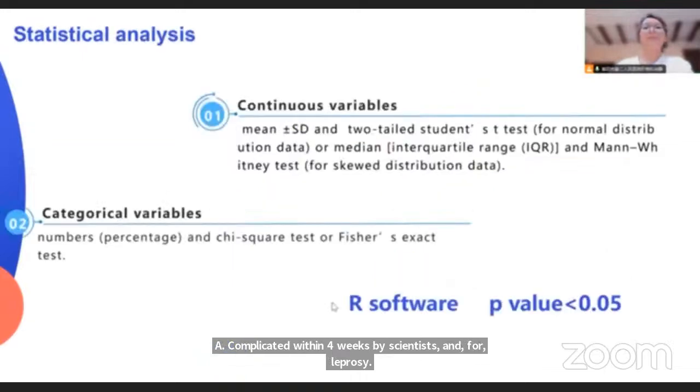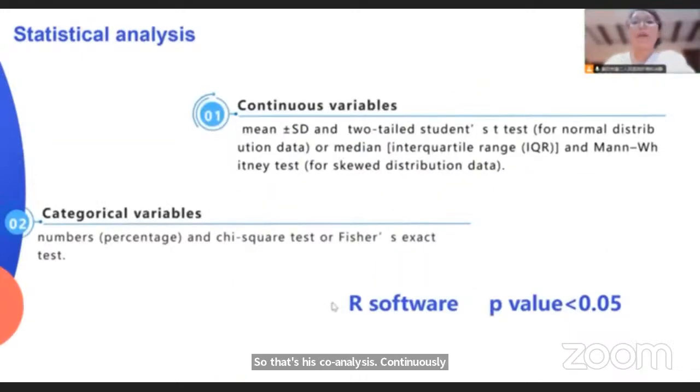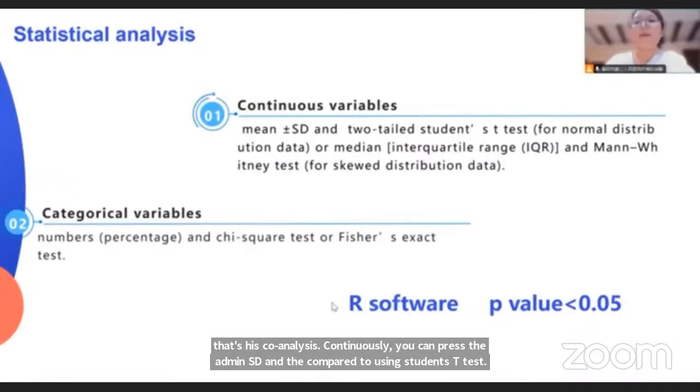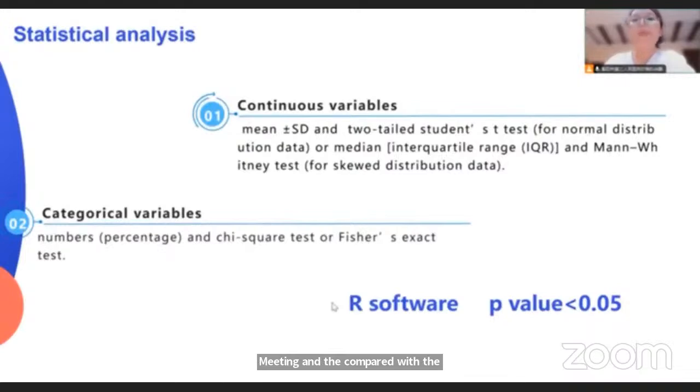Statistical analysis. Continuous variables were expressed as mean and SD and compared using Student's t-test, or median and compared with Mann-Whitney test. Categorical variables were presented as numbers and percentages, and compared by the chi-square test or Fisher's exact test. A p-value less than 0.05 was considered as significant for all statistical tests.